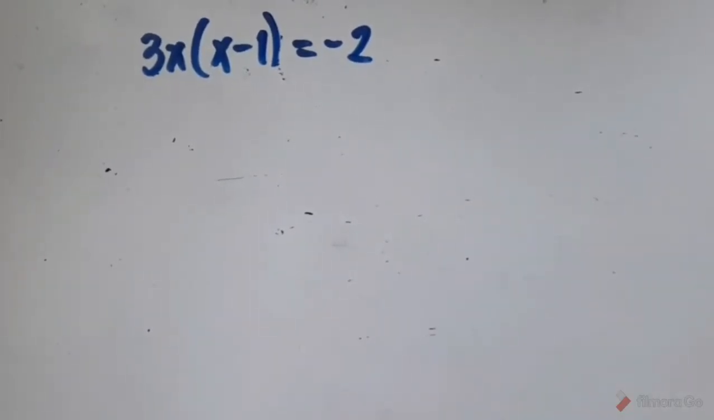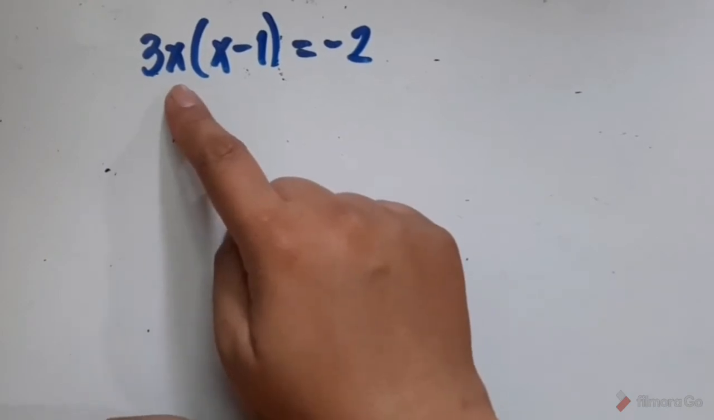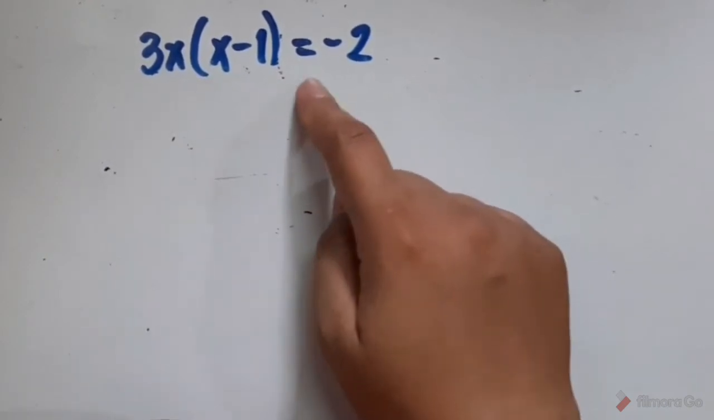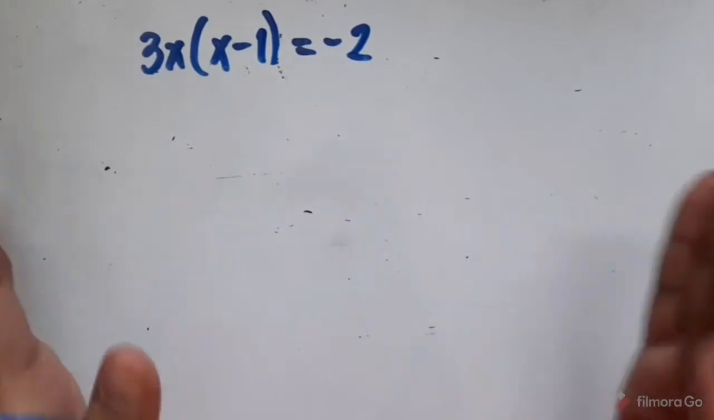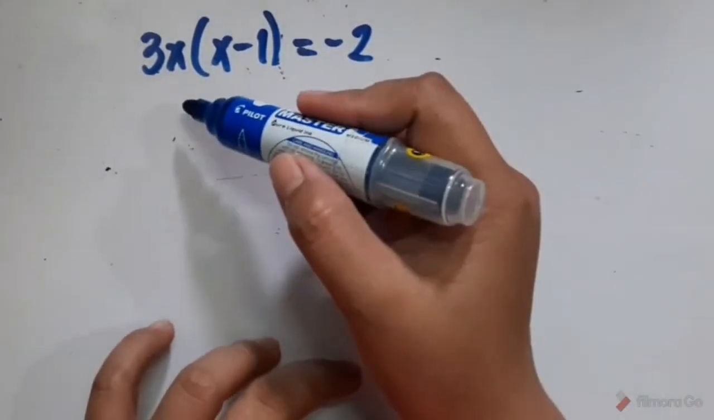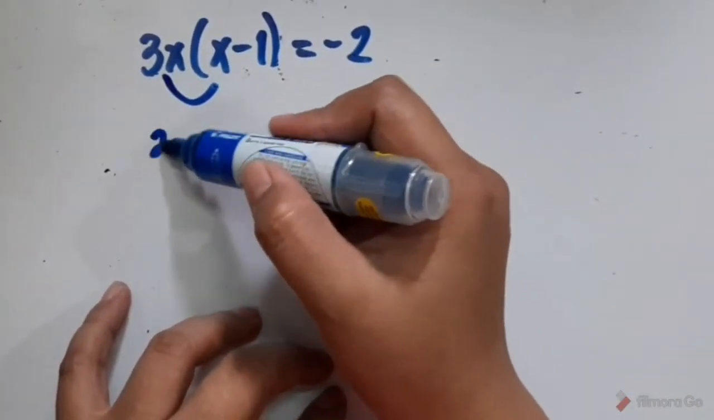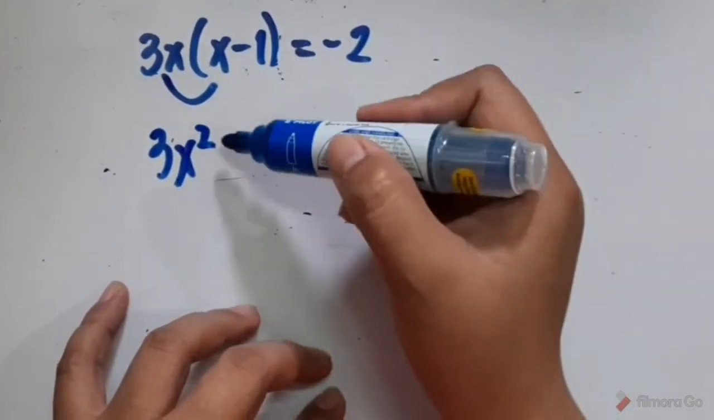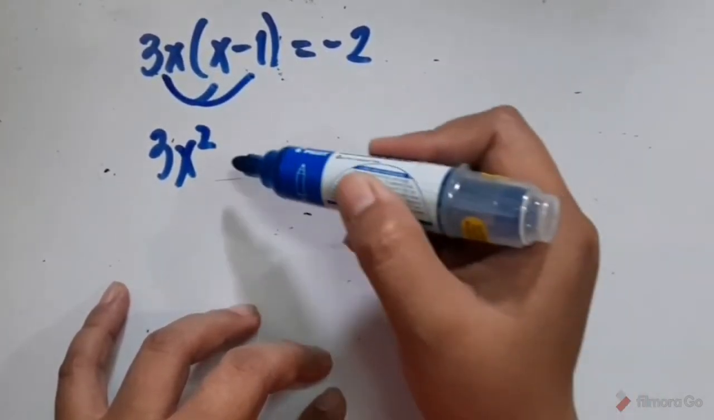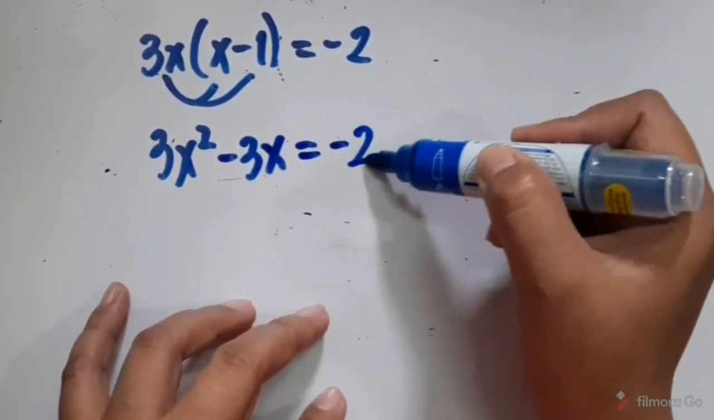Okay, for our next example, our given is 3x, quantity x minus 1 is equal to negative 2. So, how are we going to write this in standard form? Of course, first we will apply the distributive property on this side. 3x times x is 3x squared. And then 3x times negative 1 is negative 3x is equal to negative 2.